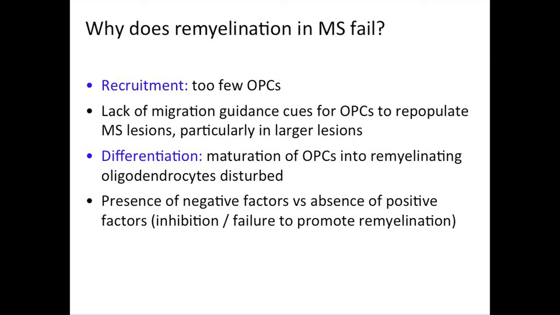Most of the experimental evidence seems to suggest that it's actually differentiation that is more important than recruitment. So precursor cells are there, but differentiation is not happening, and therefore they're not really doing their job. So the presence of negative factors, or the absence of positive factors, may be responsible here.